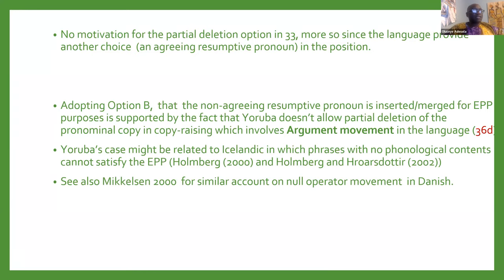My assumption in this presentation is that the option in B is actually the more tenable one. Why? Because if 33 were the accepted version, in which it goes through the subject position before it goes to the spec CP, it might not be correct. Why? Because the language actually allows the non-agree and the agree resumptive pronoun in the same position, like I showed before. Only when null operator movement is not available is feature movement used, and that is when we have a non-agree resumptive pronoun.